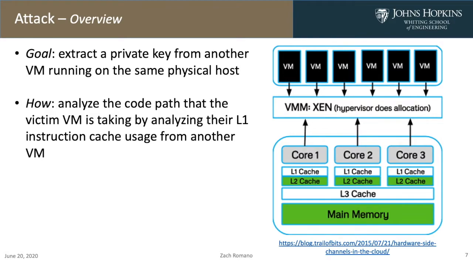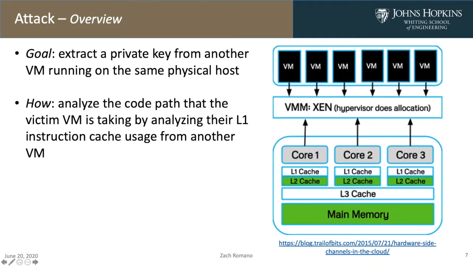So a quick overview of this attack. The goal of this attack really is to extract a private key from another VM running on the same physical host. And we're going to do this by analyzing the victim's usage of the L1 instruction cache. So if we look at this picture on the right here, we can say maybe this VM is our attacker and maybe this one is our victim.